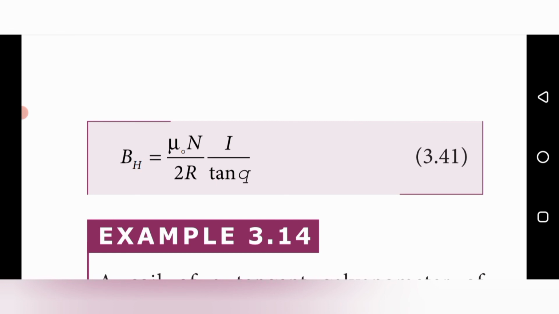So this is one of the practical parts we are going to do in our practical lab. So no problem at all. You just have to understand and go through this tangent galvanometer.